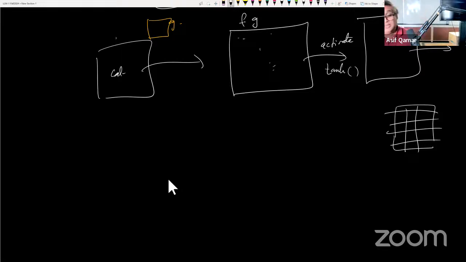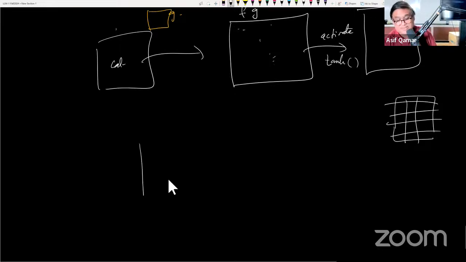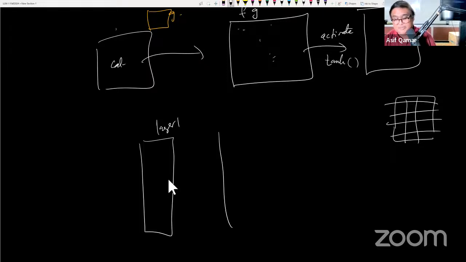Why is that useful? So what happens is, I'll just write layer by layer, layer 1. And remember, these are CNN layers, a conv layer, another conv layer.